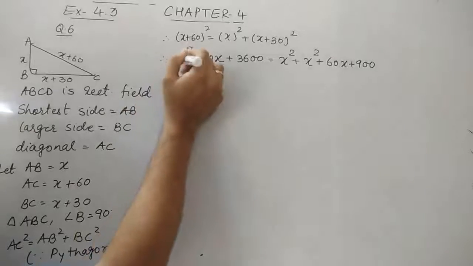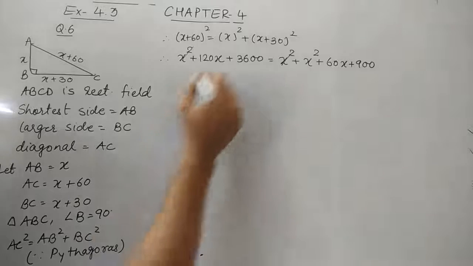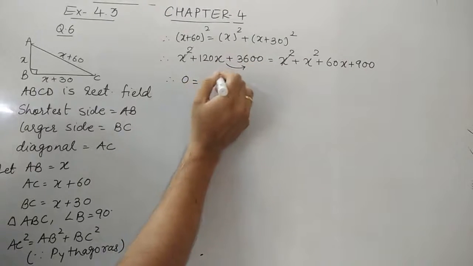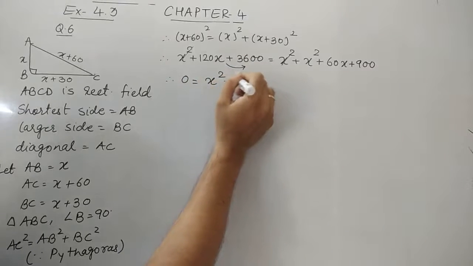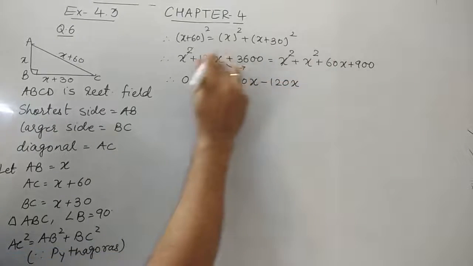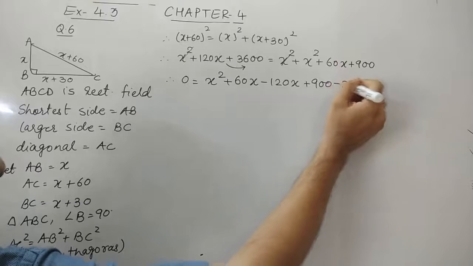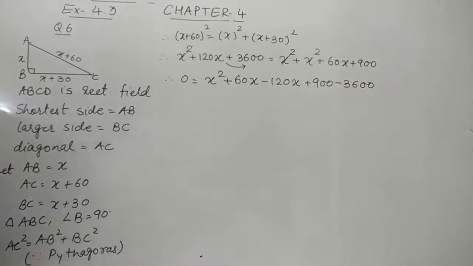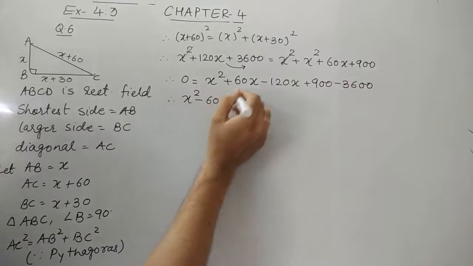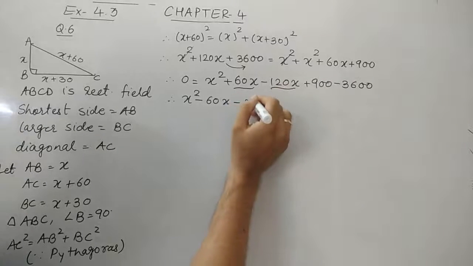We can cancel this x square, or if you take this x square to the right hand side it would be negative. We'll take both terms to the right hand side, so here it will be 0. Now we will write like terms with like terms, meaning x terms with x terms, constants with constants. 60x minus 120x, plus 900 minus 3600. Now let me write this down. It is x square minus 60x, because this is plus minus minus, again plus minus minus, minus 2700.